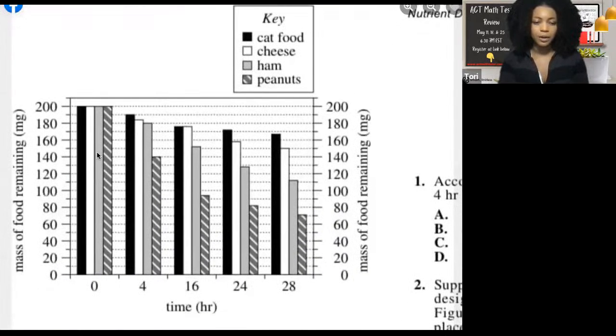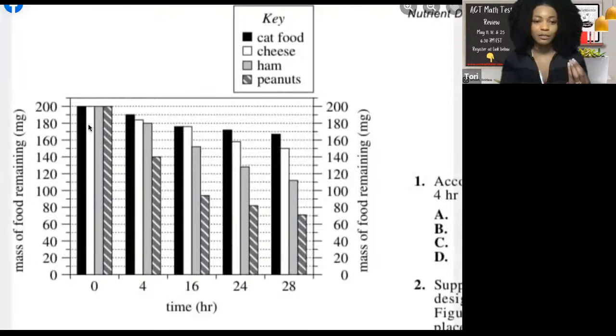Right, so this dark bar is not really decreasing that much. I mean, it did go down a little bit, but these are hours, right? And so when we get to the 20th hour, it didn't go down too much. So cat food might not be what this animal was really wanting to eat too much.